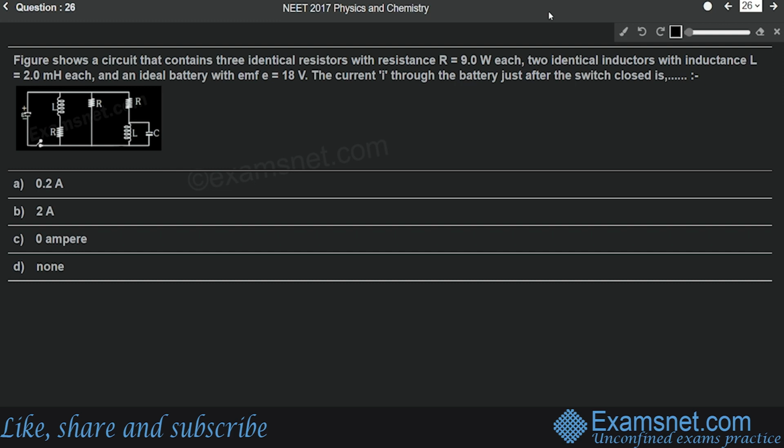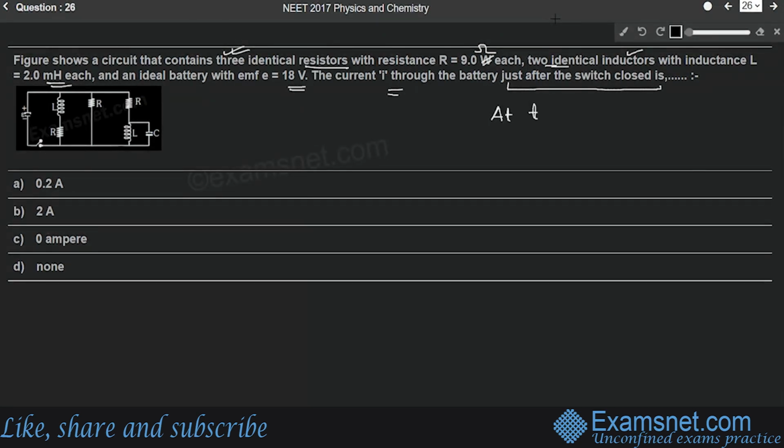Now question number 26 is related to EMI, and the question is, figure shows a circuit that contains three identical resistors with resistance 9 ohm each, two identical inductors with inductance L equals to 2 millihenry each, and an ideal battery with EMF 18 volt. The current I through the battery just after the switch is closed is, okay. So we have to find the current. Now the question says just after the switch is closed, that means at t equals to 0.